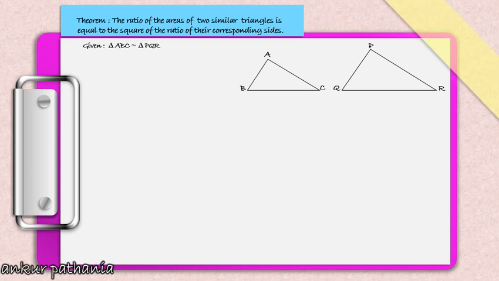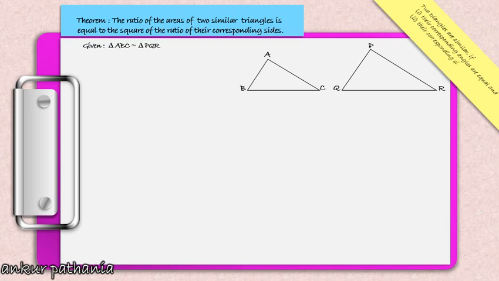As these two triangles are similar, their corresponding angles will be equal and the ratio of their corresponding sides will also be equal. Hence, angle A is equal to angle P, angle B is equal to angle Q, and angle C is equal to angle R. Also, AB upon PQ is equal to BC upon QR is equal to AC upon PR. So, as the triangles are similar, their corresponding angles are equal and the ratio of their corresponding sides are also equal. Now what we have to prove?